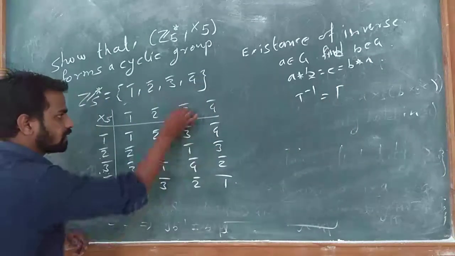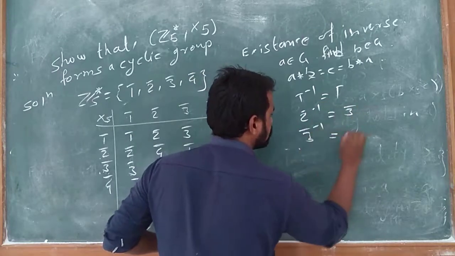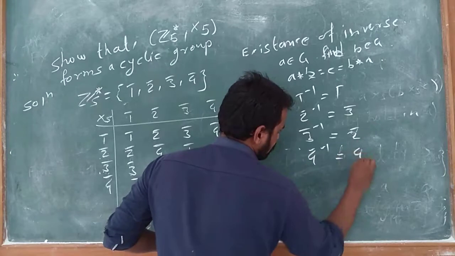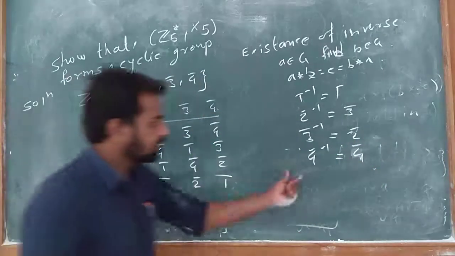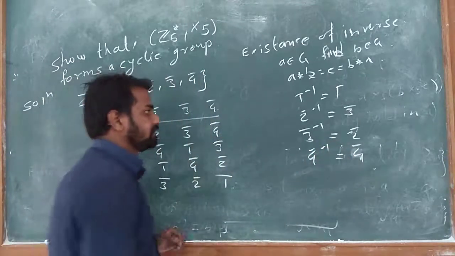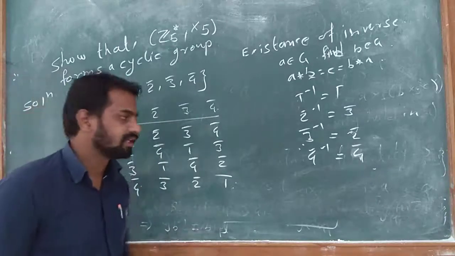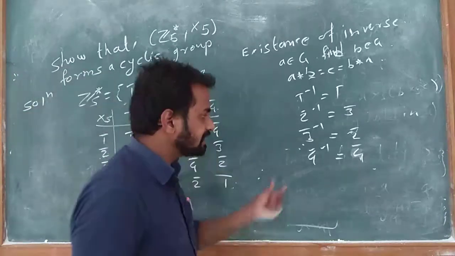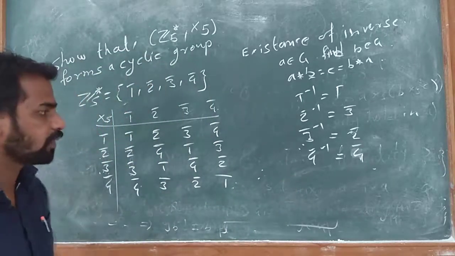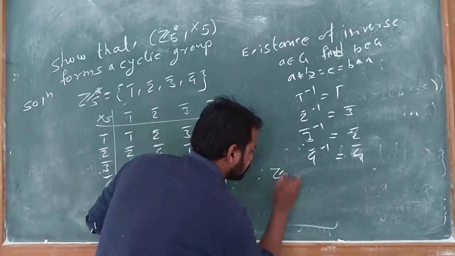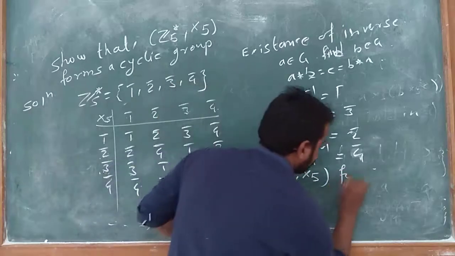2 inverse is equal to 3 bar. So 2 bar inverse is equal to 3 bar. Also 3 bar inverse is equal to 2 bar. And 4 bar inverse is equal to 4 bar, because 4 bar into 4 bar is equal to 1 bar. Therefore, here all elements in Z5 star have an inverse in Z5 star. Therefore, the inverse of each element in Z5 star is contained in Z5 star. Therefore, the fourth property holds, and Z5 star with respect to multiplication modulo 5 forms a group.